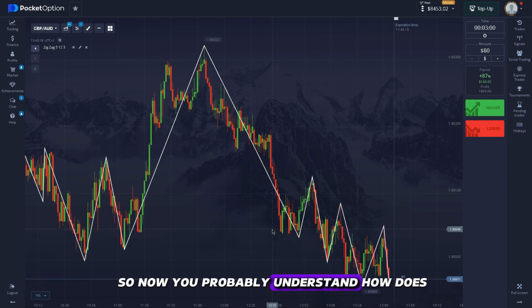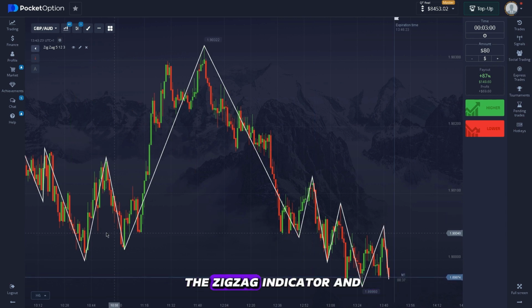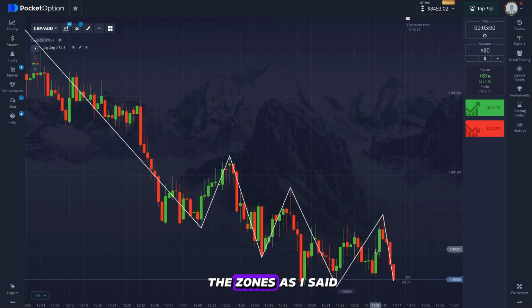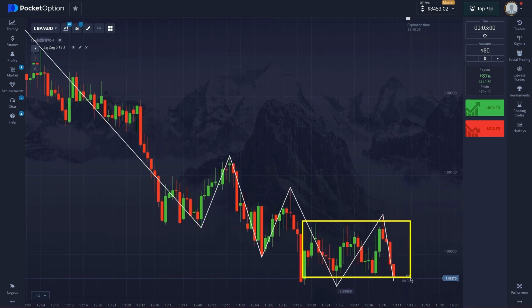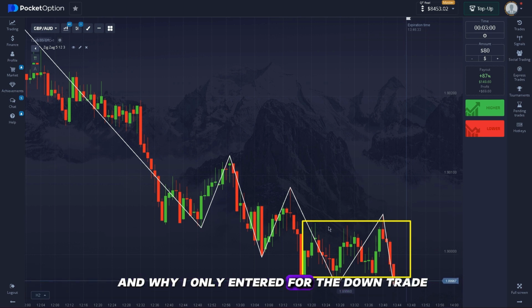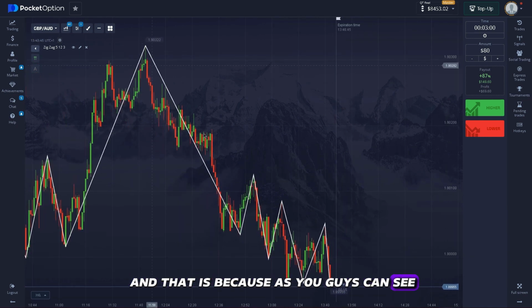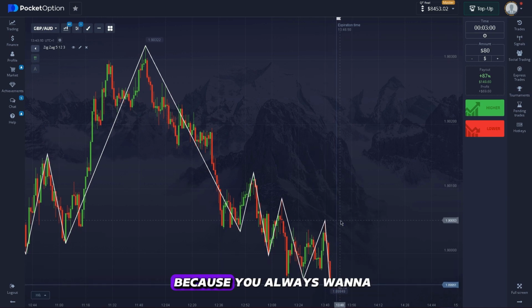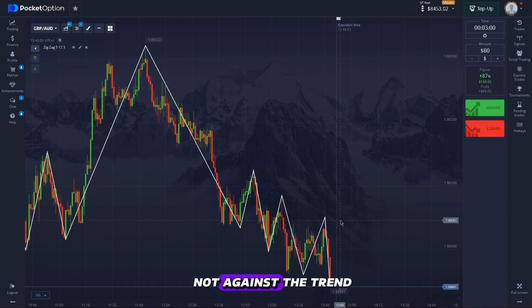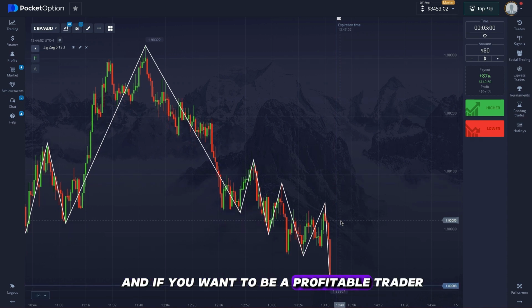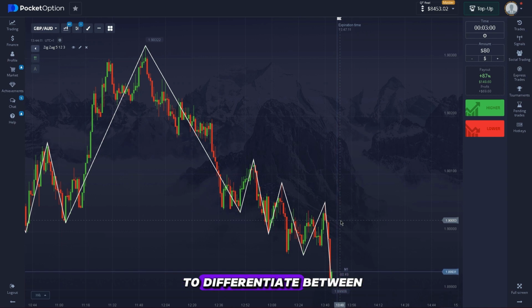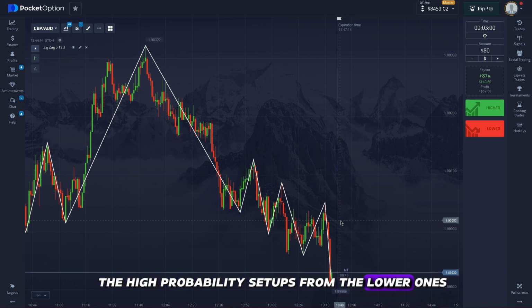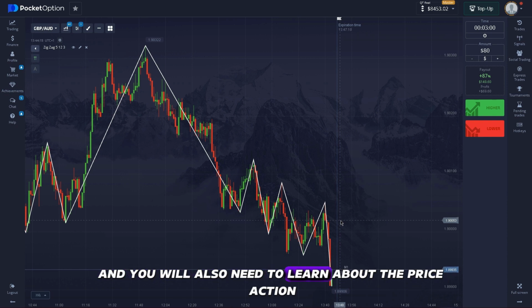So now you probably understand how liquidity, the zigzag indicator, and the zones, as I said, work in the market, and why I only entered for a downtrend and I'm not gonna enter for an uptrend in here. And that is because as you guys can see, we were in a downtrend, so that's why I'm not gonna enter for an uptrend, because you always want to trade with the trend, not against the trend. And if you want to be a profitable trader, you will need to learn to differentiate between the high probability setups and the lower ones, and you will also need to learn about price action.